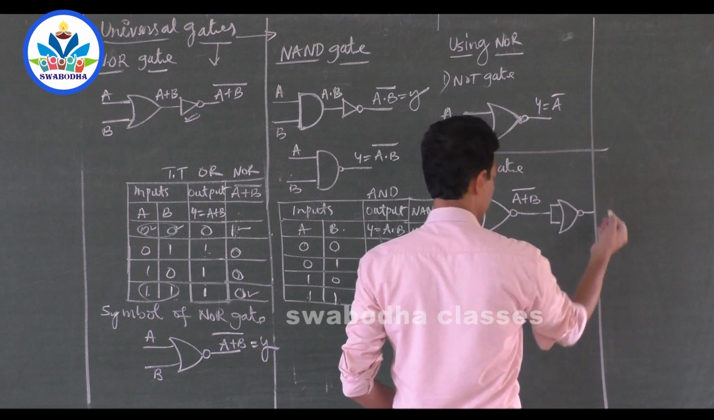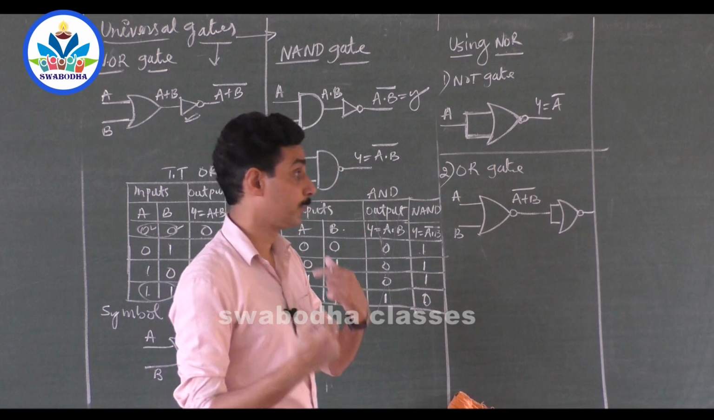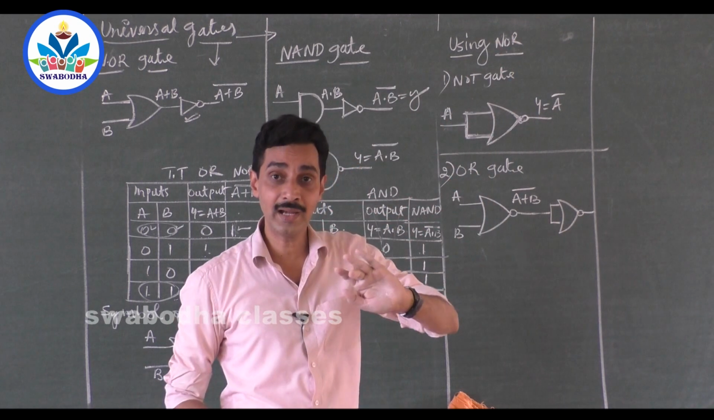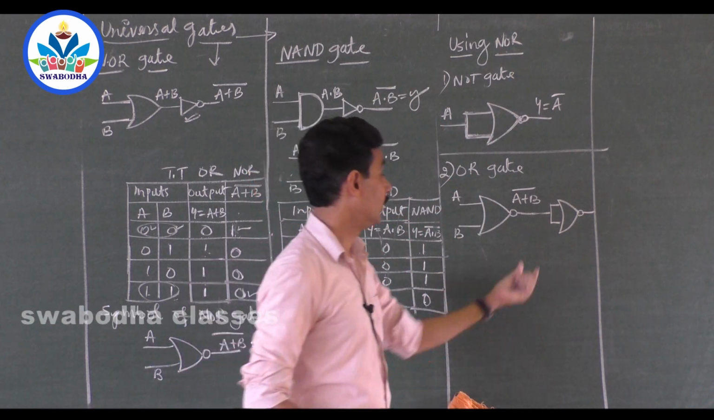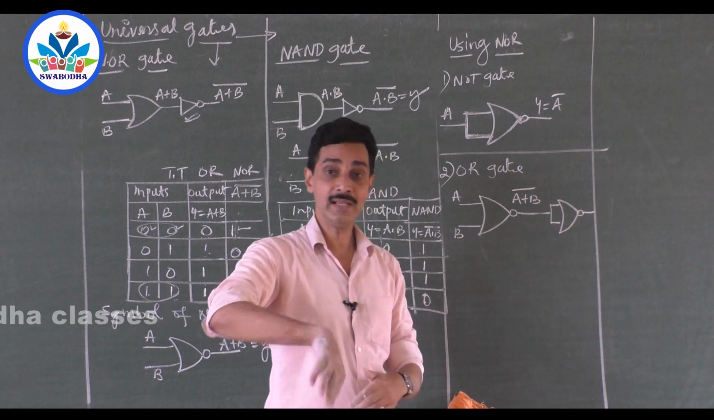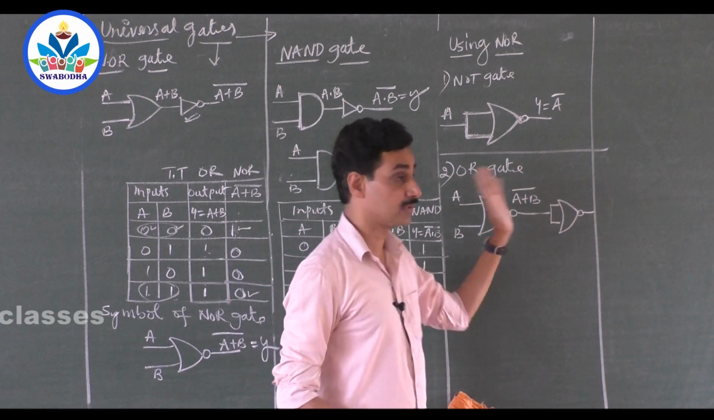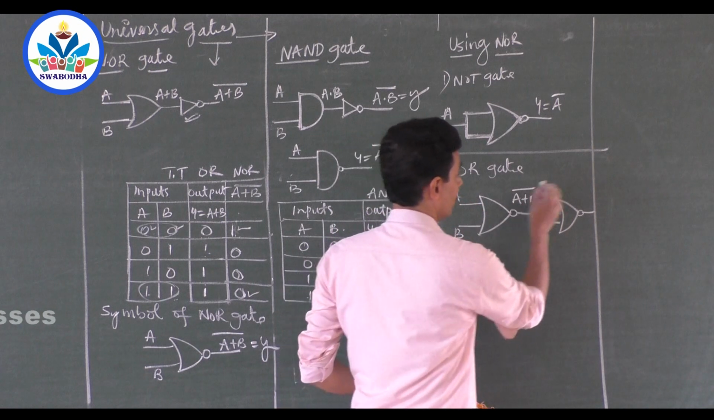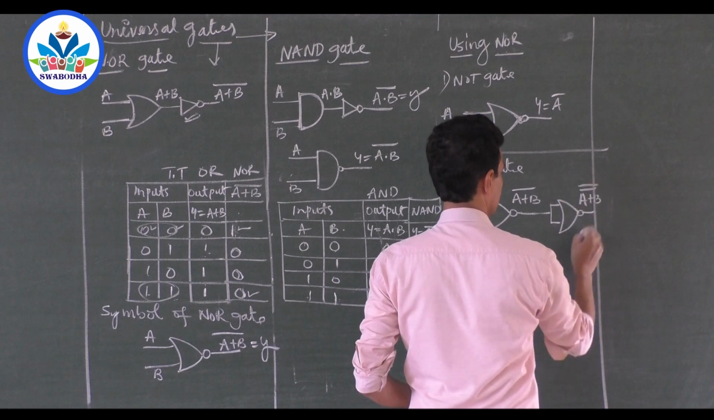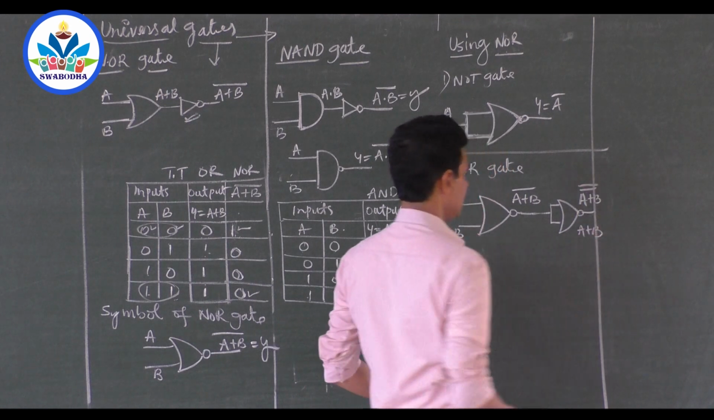This NOT gate, because remember we are proving that the NOR gate is a universal gate. Using NOR gates, you can construct any gate. Don't connect a normal NOT. Connect a NOT gate using NOR gate only, because all are of the same variety. So this is complemented again: A plus B bar bar, which is nothing but A plus B. What is A plus B bar bar?